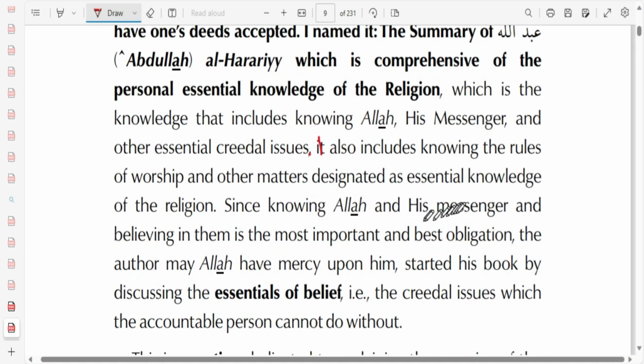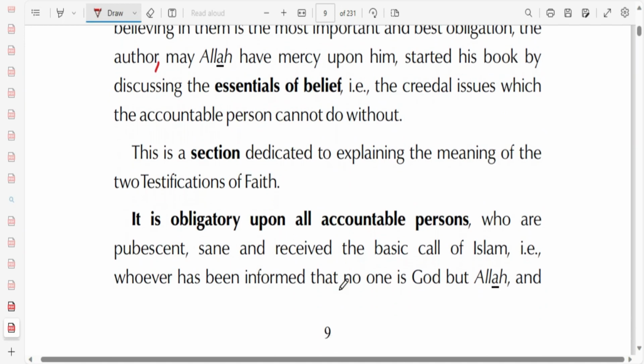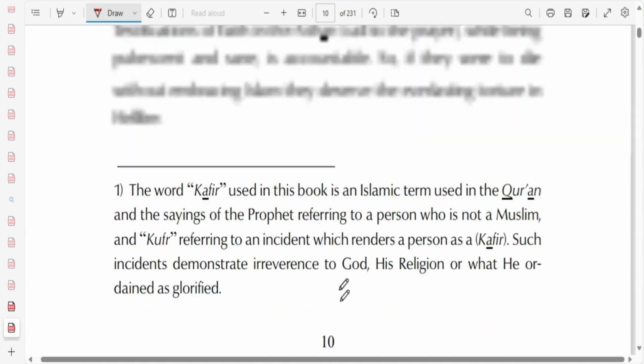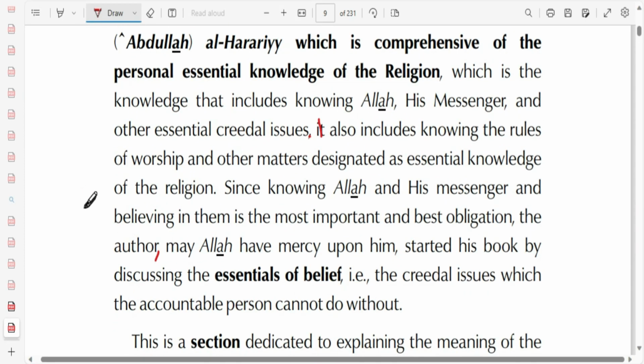Since knowing Allah and His Messenger and believing in them is the most important and best obligation, the author, may Allah have mercy upon him, started his book by discussing the essentials of belief, i.e., the creedal issues of the creed, which the accountable person cannot do without. So, first of all, that's the end of the Shaykh's introduction. If we check the Arabic of Al-Qawl Al-Jaliyy, we'll see how did they do that.